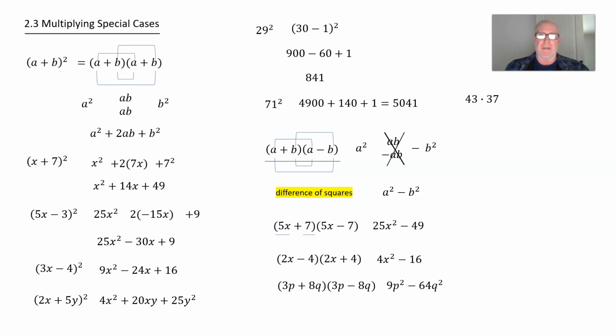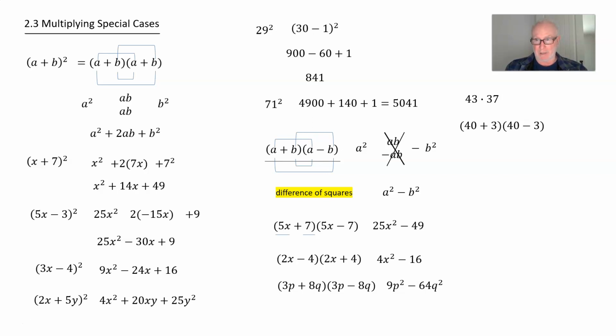Now, again, if we're looking for a way to use that to maybe quickly multiply some values, and we have something like 43 times 37, we can put it in this form of a plus b times a minus b. 43 is 40 plus 3. 37 is 40 minus 3. So we can rewrite this as 40 plus 3 times 40 minus 3.